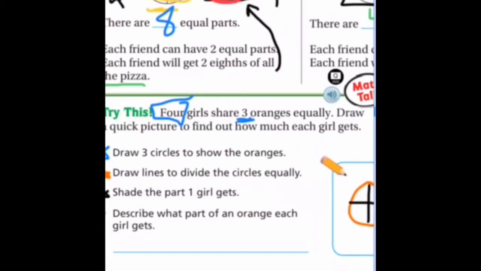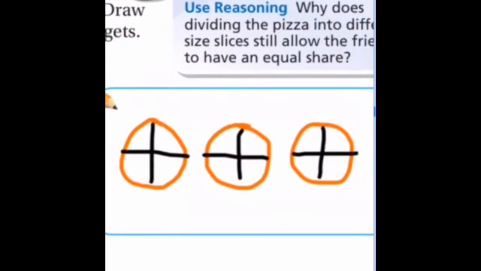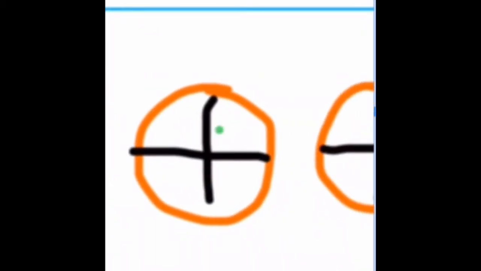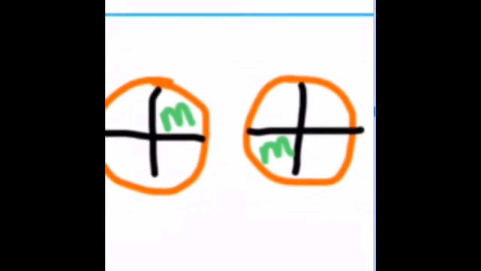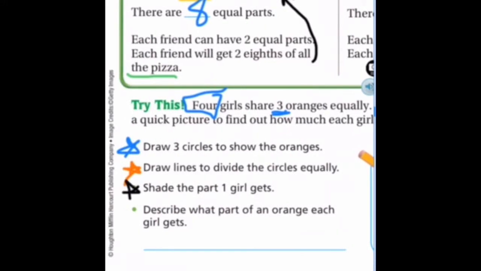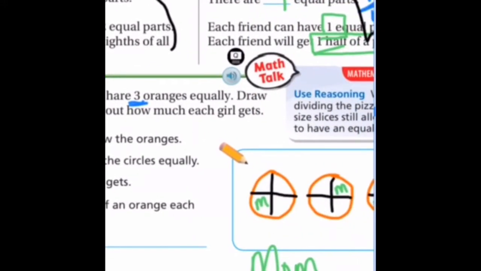Shade the part one girl gets. Okay? So I'm going to pretend one of those girls is my mom, and I'm going to call her Mom. I'm going to write an M for Mom. So my mom gets this one, and then on this orange she's going to get that one, and on this orange she's going to get that one. Okay? And then the fourth part is describe what part of an orange each girl gets.